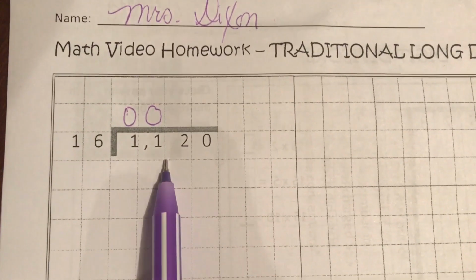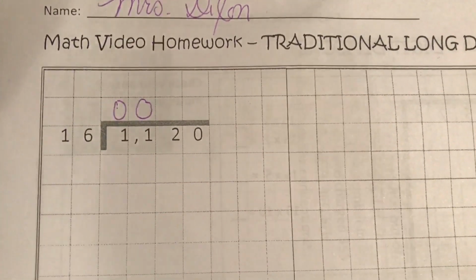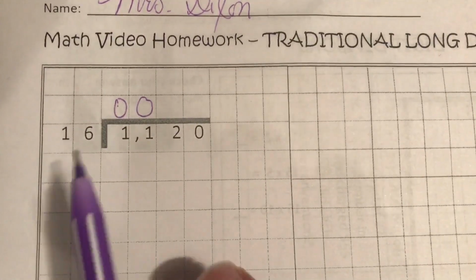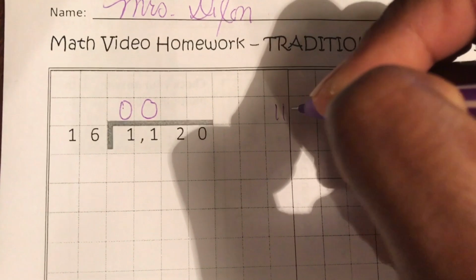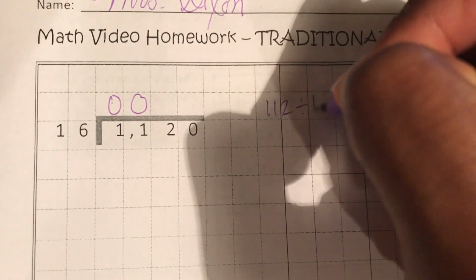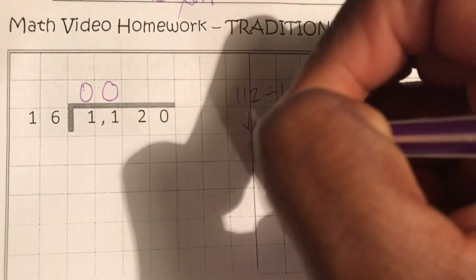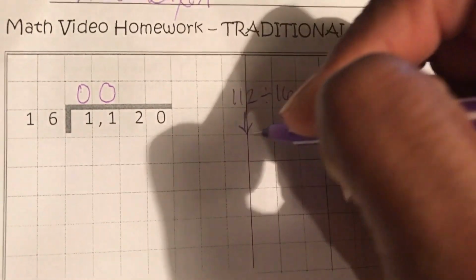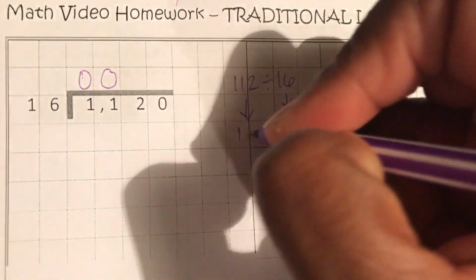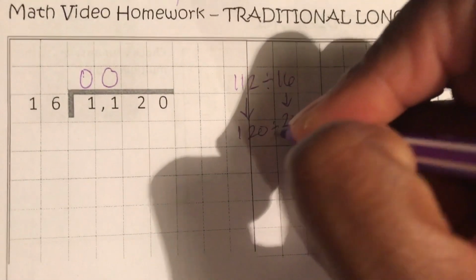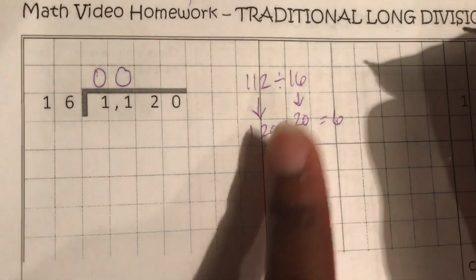Well, I actually don't know my 16s by heart, but I could use some strategies like estimating the quotient. What is 112 divided by 16? Well, if I rounded 16 to 20, and rounded 112 to the closest multiple, it would be about 120. When I'm thinking of 120 divided by 20, I would get 6. So now I'm going to try that.